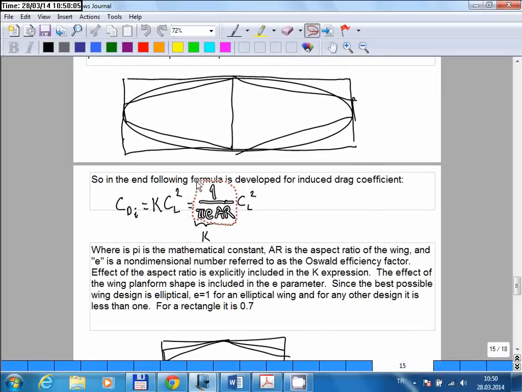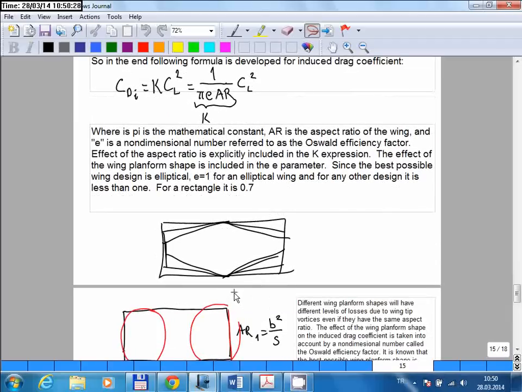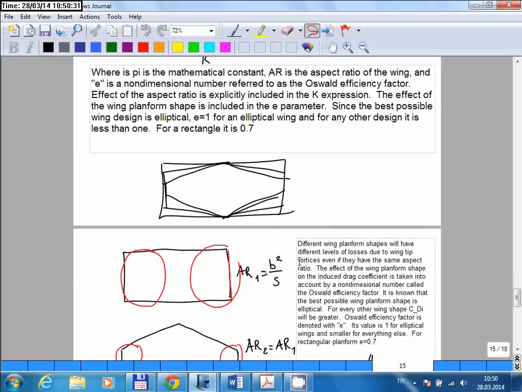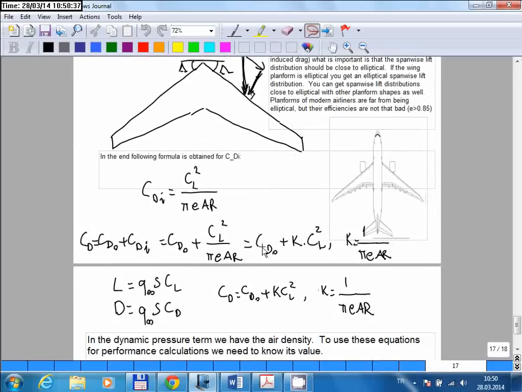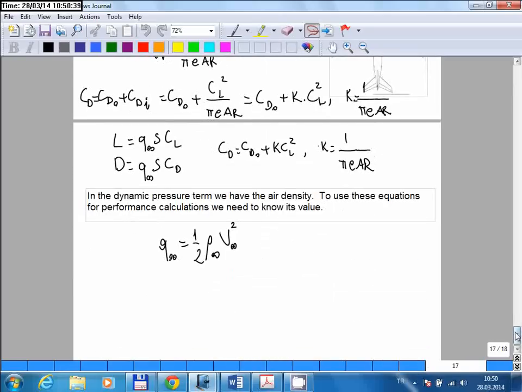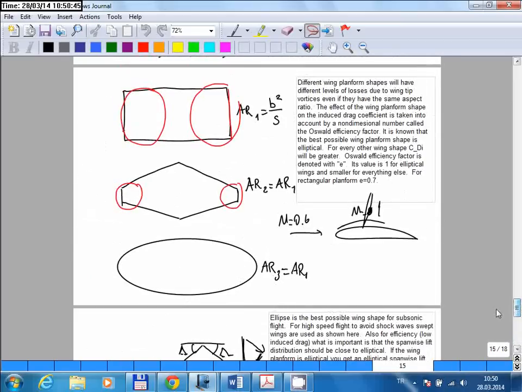So this forms the B coefficient, and if you look at it, there are 2 parameters related to the design of the aircraft. One is the aspect ratio. The other is a non-dimensional quantity called the Oswald efficiency factor, E. The E can take a maximum value of 1, and that represents an elliptical wing planform. For any other planform type, it is a number less than 1. For a rectangle, for example, it is known to be about 0.7. So this is basically what was discussed on Tuesday.